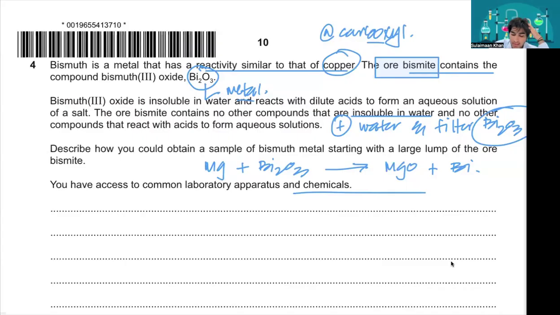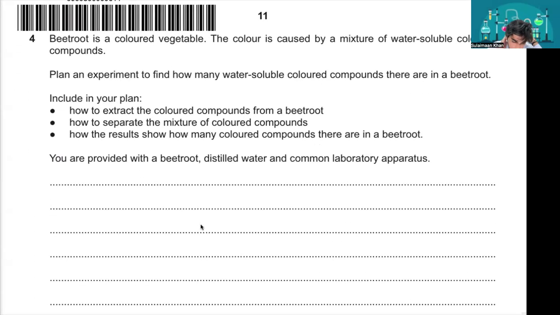Yes, you could first add water, filter, and then react this with an acid, and then you're going to get bismuth. Let's suppose I use hydrochloric acid. I'm going to get bismuth chloride, and then I'd react bismuth chloride with magnesium. So it's up to you. You could either displace it from the salt or you could displace it in its solid state. Pretty easy.